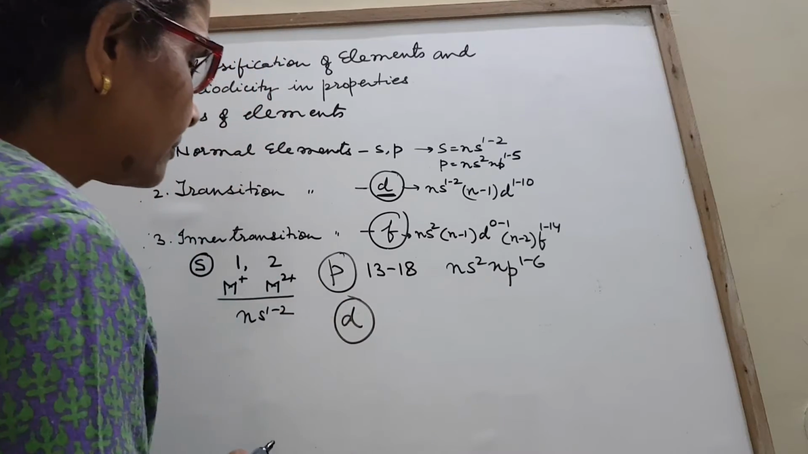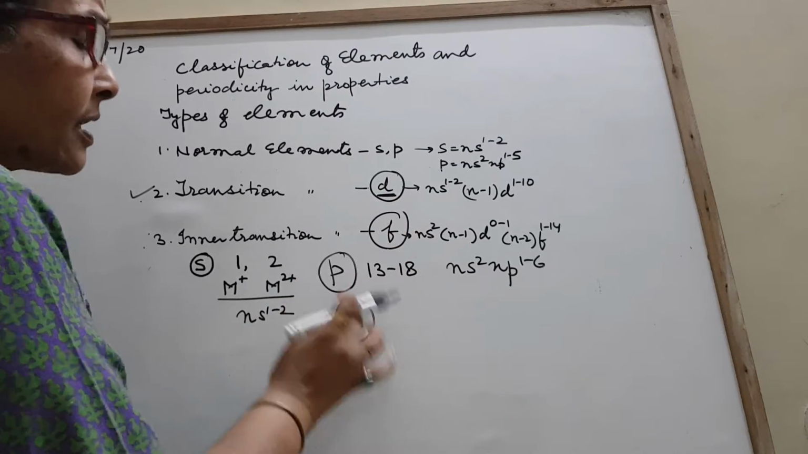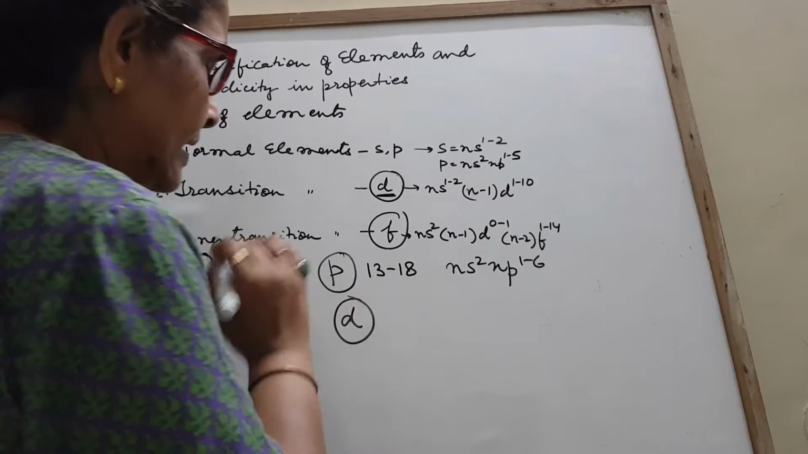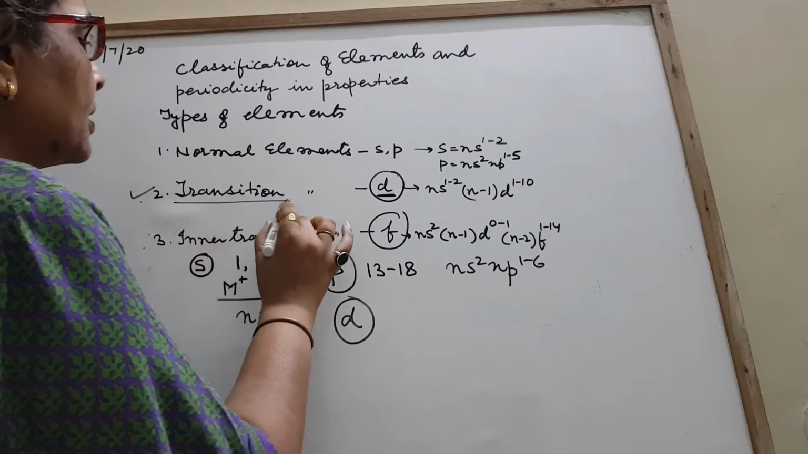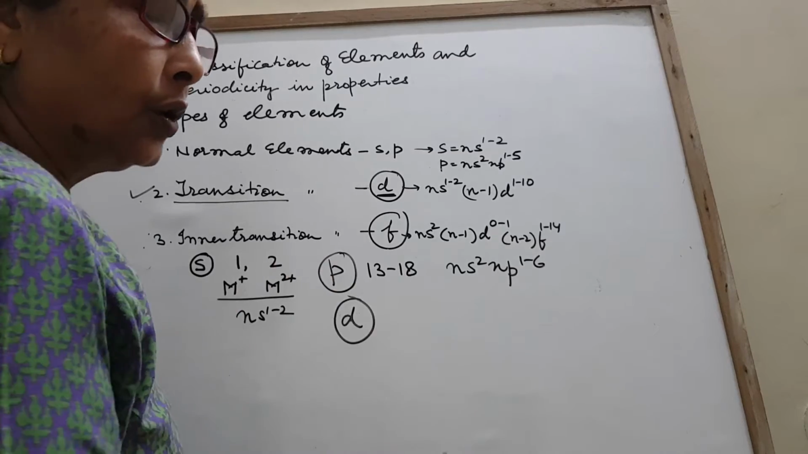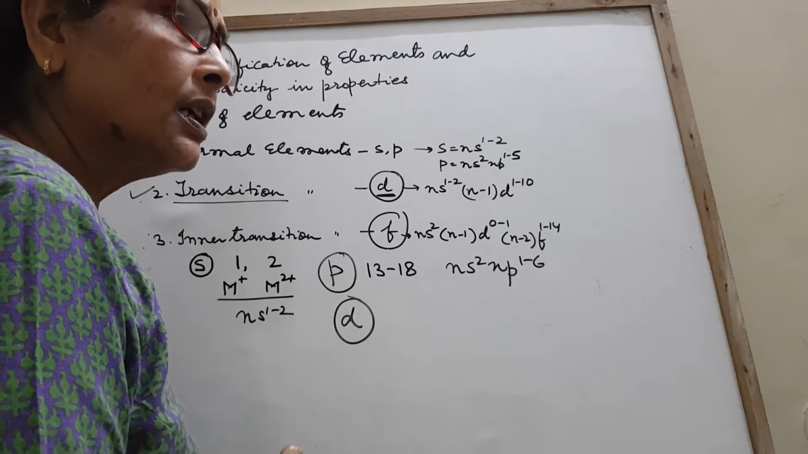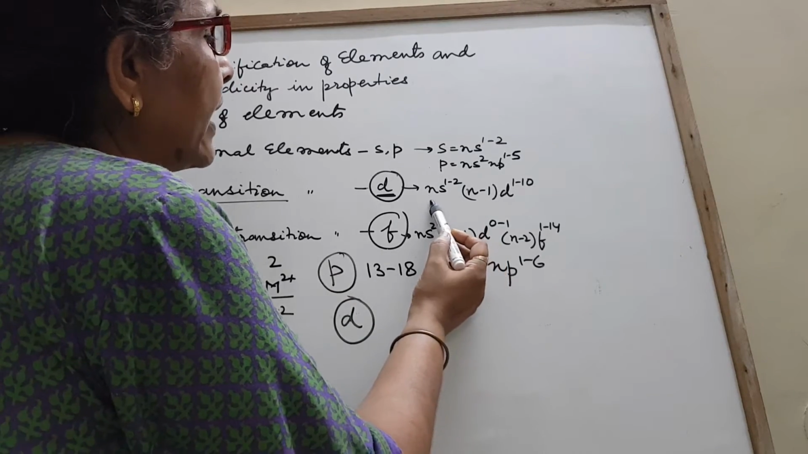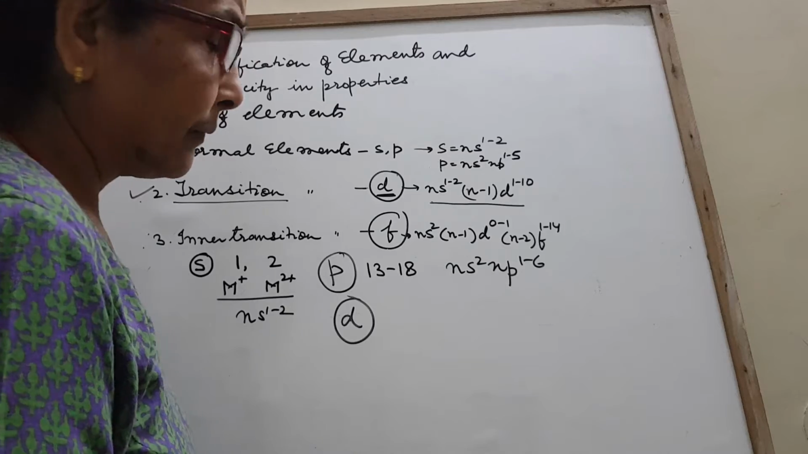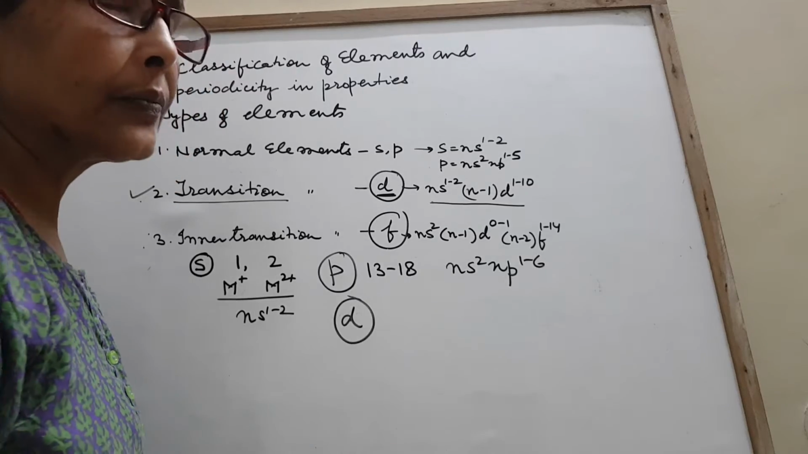D block elements. Here children, the last electron enters the D subshell. The differentiating electron enters the D subshell. We also call them transition elements or transition metals. We all know that they have two outermost shells incomplete, ultimate as well as penultimate. Configuration ns2, (n-1)d1 to 10. The special feature of this block is that it comprises of all metals.